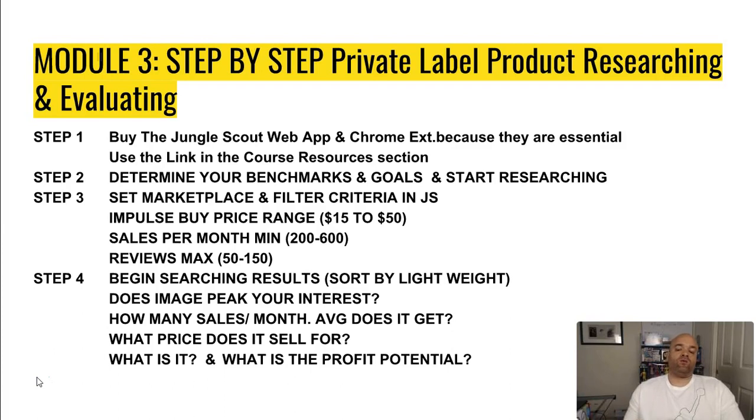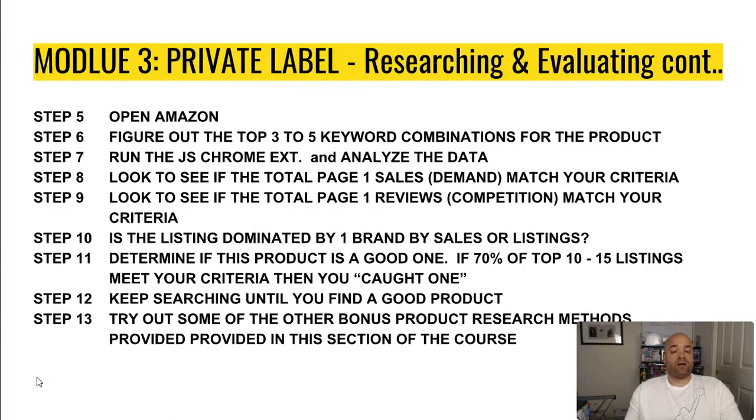Step 4, begin searching results. Sort by lightweight first. How many sales per month average does it get? What price does it sell for? Then look at what it is and what is the profit potential. Step 5, open it up in Amazon.